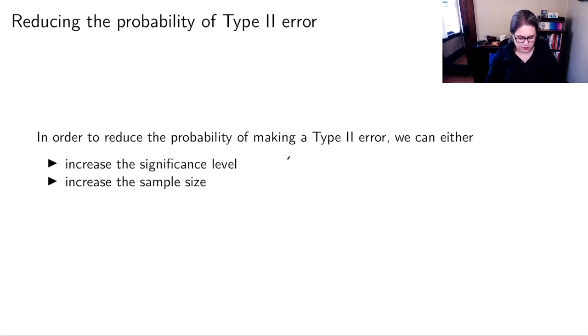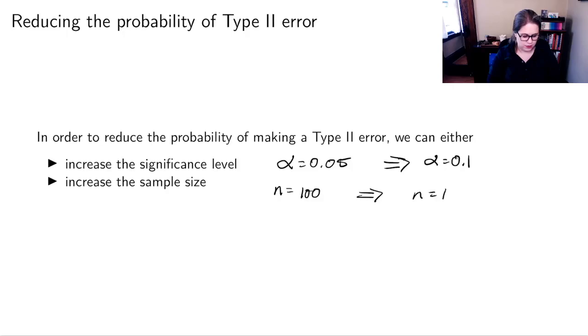So if instead of using alpha equals 0.05, let's say, let's use alpha equals 0.1. If we do that, we're going to make a type 1 error more often, but we're going to make the type 2 error less often. And the other thing that we could do is increase our sample size. So let's say that we have a study with 100 people in it, and then we're able to move into a study with 1,000 people. We're going to be able to reduce the probability of making that type 2 error.